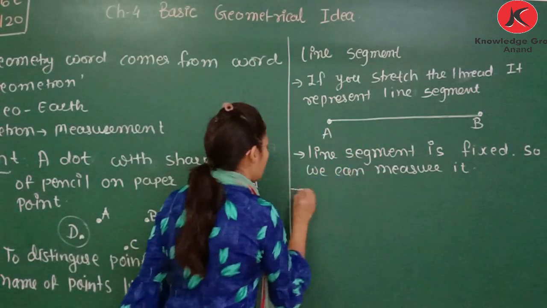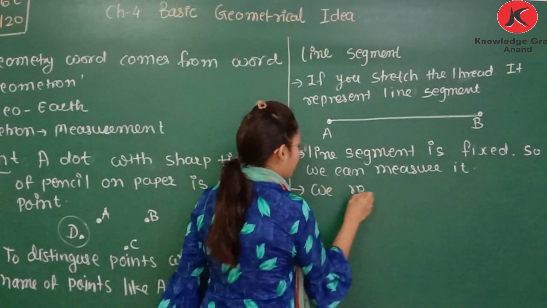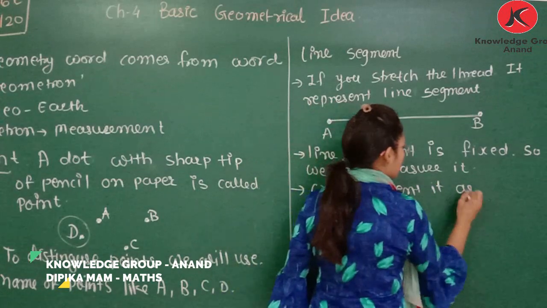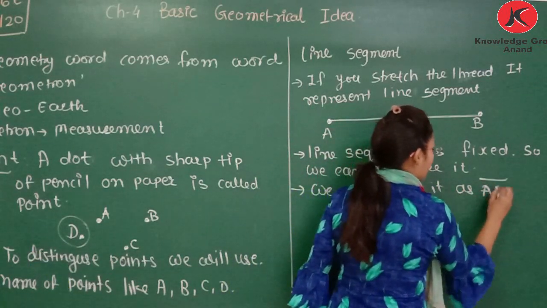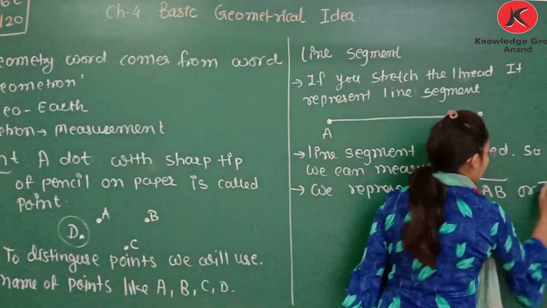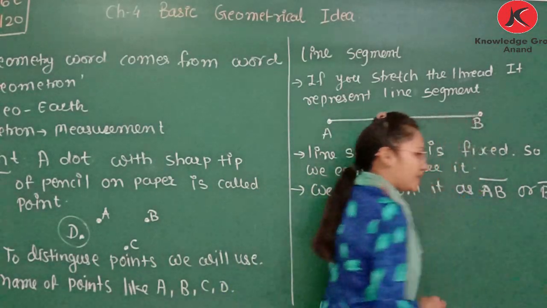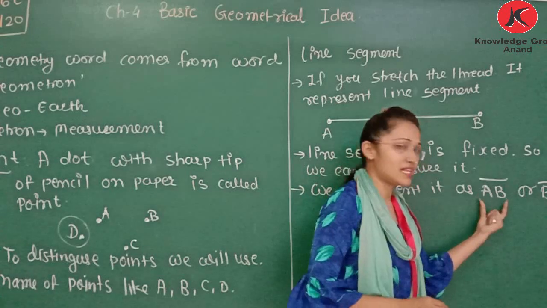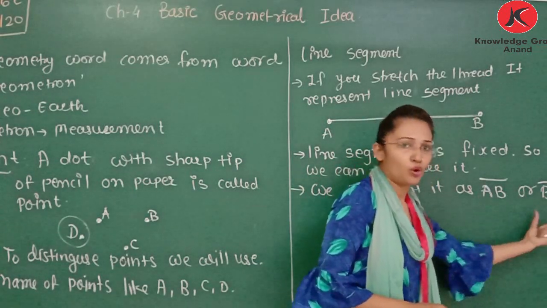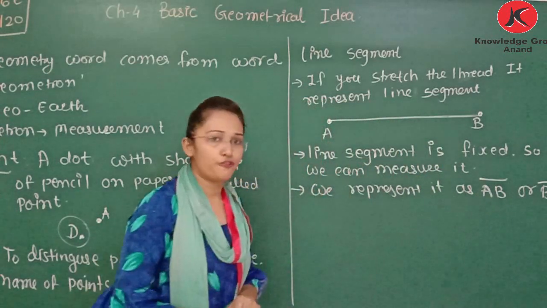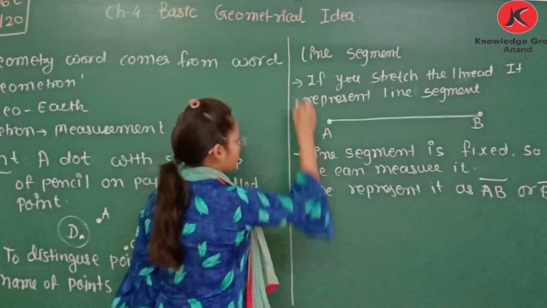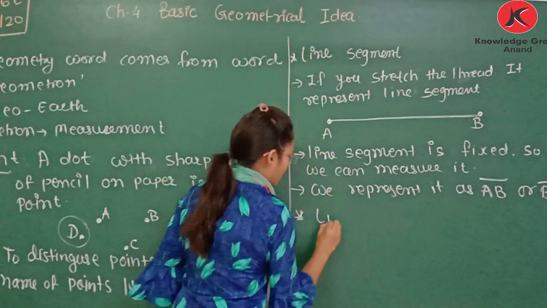We can represent it as line segment AB. This is the symbol of line segment AB, or we can write line segment BA. This is read as line segment AB or line segment BA. Line segments are fixed. Now after that, line.